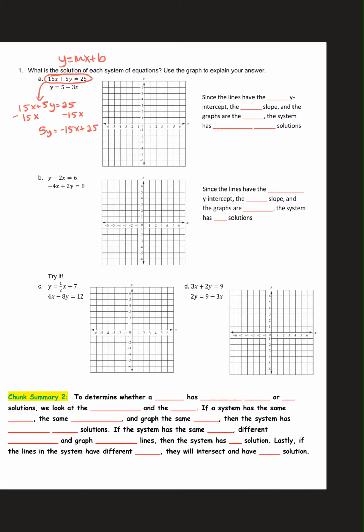Now I just need to divide by 5 to get the y by itself. So divide by 5, divide by 5, divide by 5, and we get y equals negative 3x plus 5. So this is my m, and this is my b. I'm going to start at positive 5, and then go down 3 over 1. Down 1, 2, 3 over 1, and I'm going to repeat that and connect all my dots.